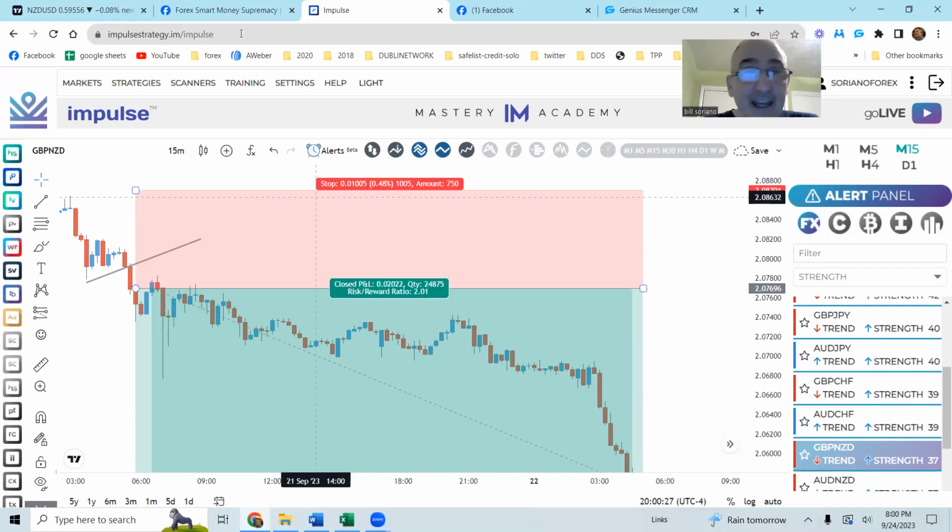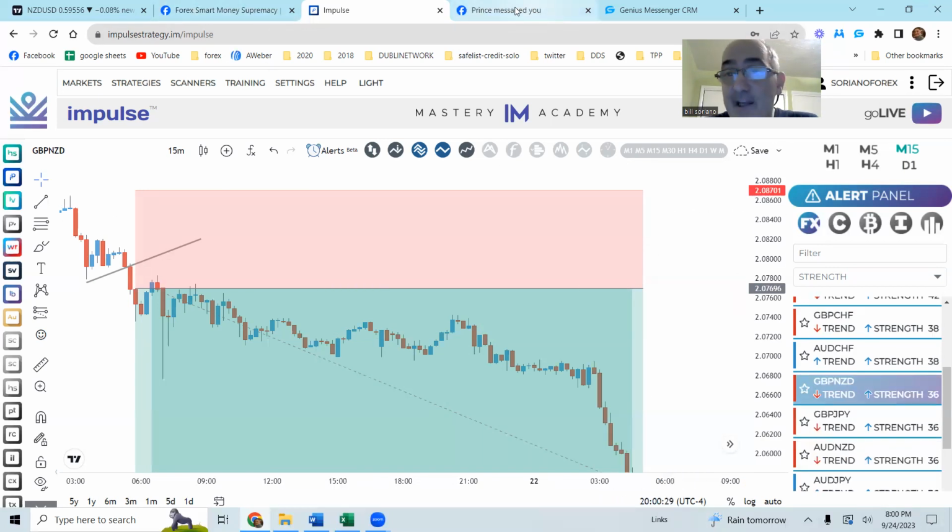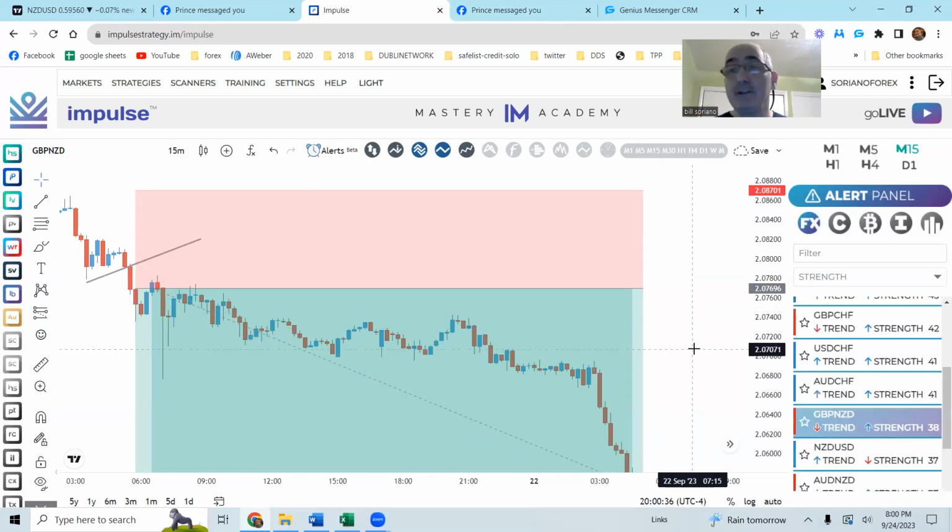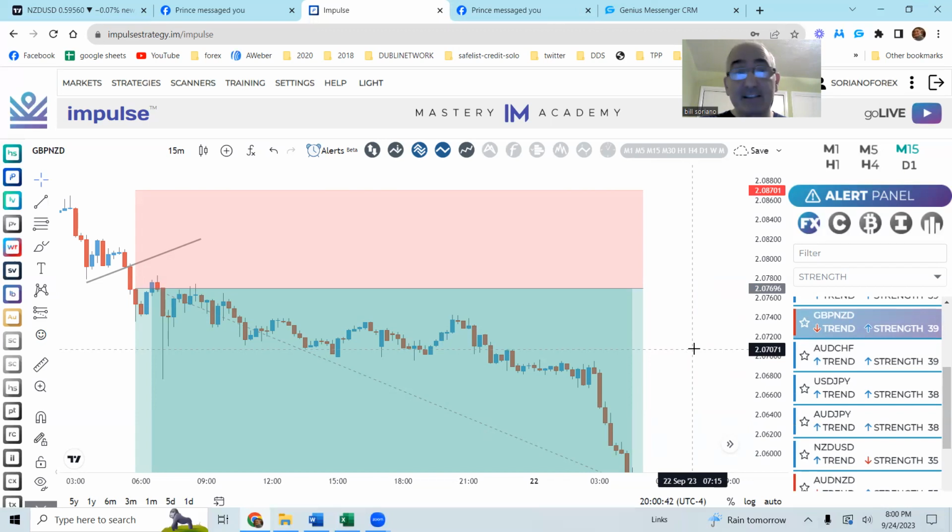Okay, so that's the scanner, that's the impulse scanner, guys. And so if you're in my Forex Supremacy group, some of you guys have already joined my community, right? If you're customers of our community, then you already have access to this impulse scanner, because no matter what package you got, they've given it to everybody now. So you have access to this already.